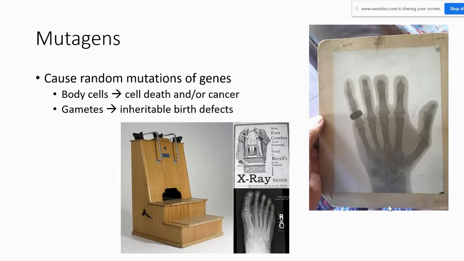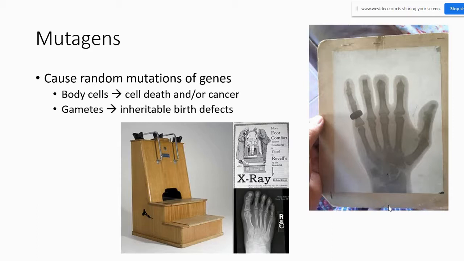Mutagens are things that cause random mutations of genes. When they cause mutations in body cells, it can cause death or cancer or necrosis, death of that tissue. Well, that's cell death. If it causes mutations in the gametes, it can cause inheritable birth defects. And sadly, mutagens are not going to turn you into Spider-Man or any other part of the Marvel universe.